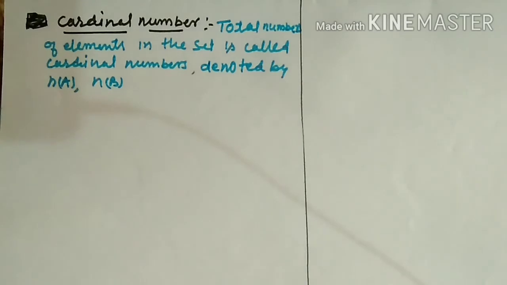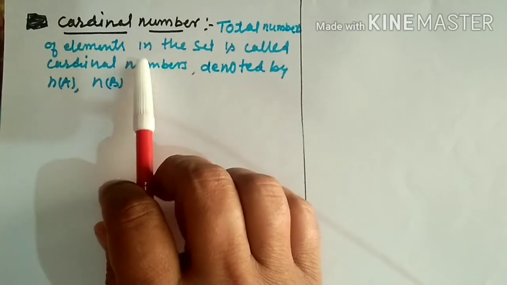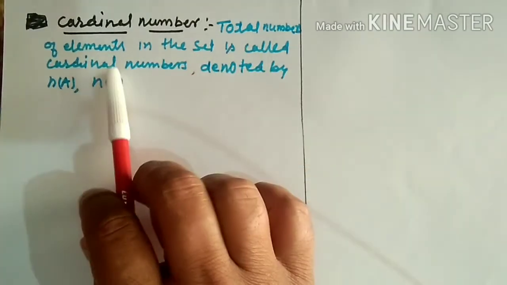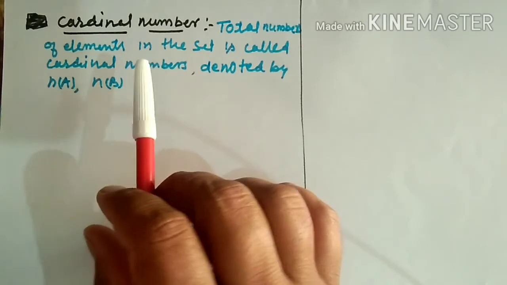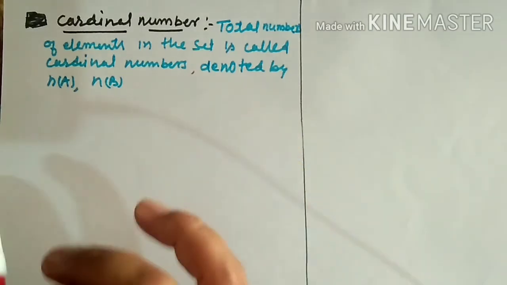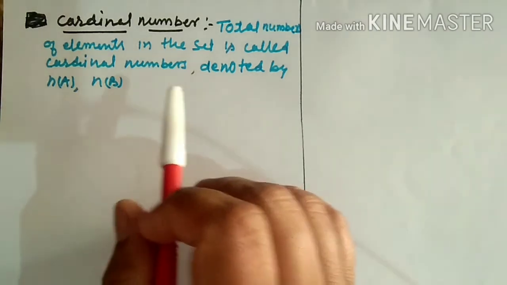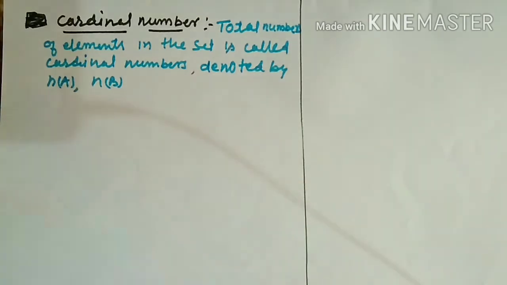Okay, before we understand the equivalent set, we will understand the cardinal numbers. The cardinal number is for the finite set. So what is a cardinal number? First of all, the total number of elements in a set is called the cardinal number. Clear? उस set में कितने numbers हैं? Clear? We are counting the total number of elements of the set. So this is called the cardinal number and it is denoted by n(A).